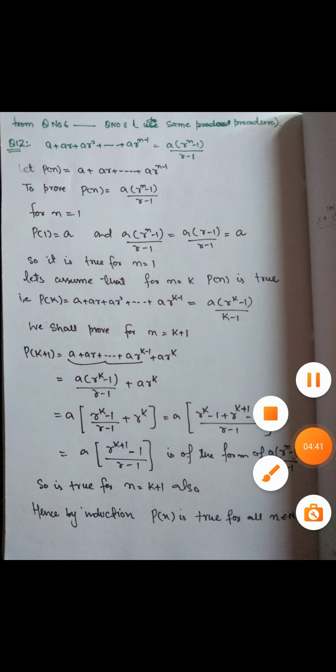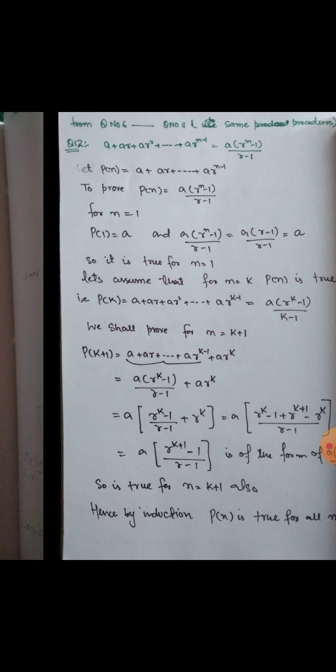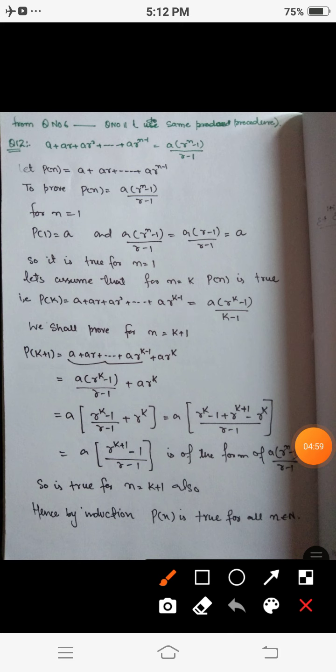Now for questions number 6 up to 11 you can use the same procedure, and these are the home assignments for you. Now question number 12: we have to prove that a plus ar plus ar square, up to ar raised to power n minus 1, is a into (r raised to power n minus 1) upon r minus 1, where a is some fixed number.